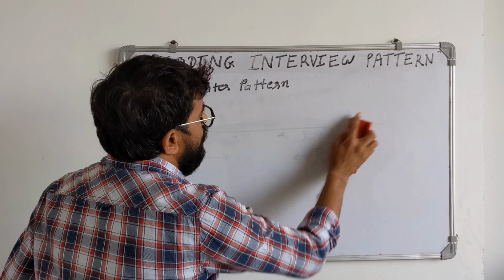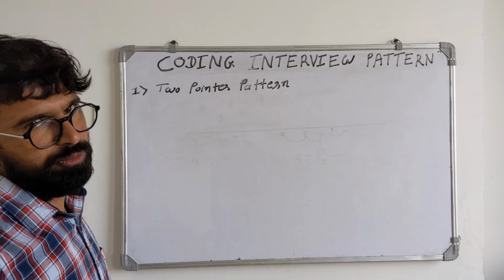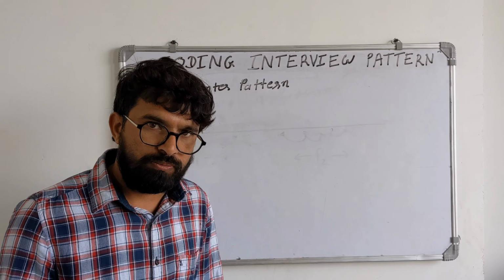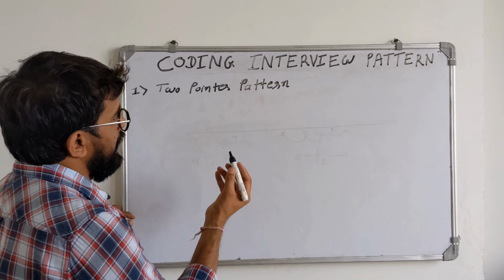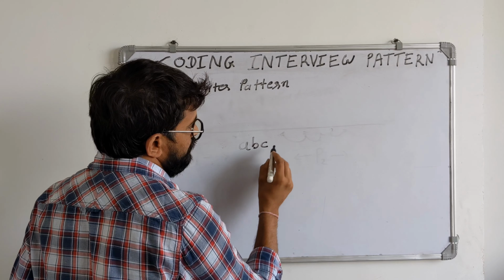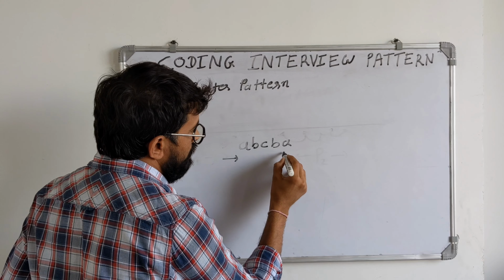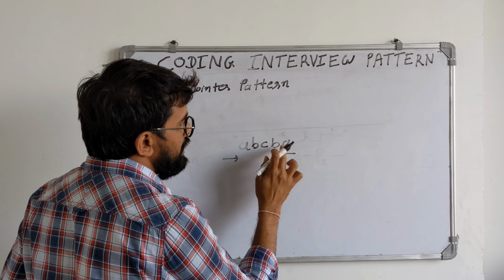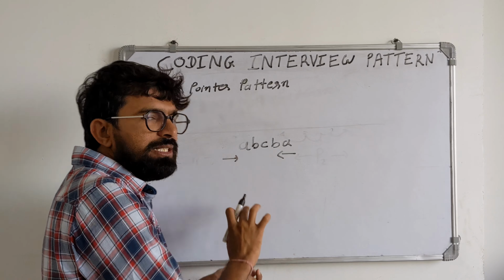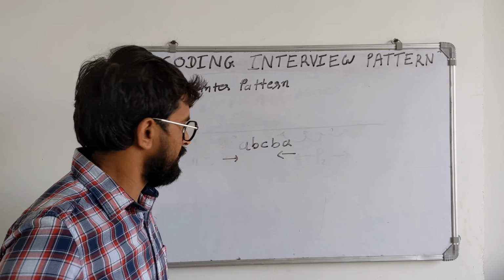One small problem is string palindrome. We all know what a palindrome is, but if you're new, take any string, let's say A, B, C, B, A. If you read this string from this side or from this side, it is A, B, C, B, A, and both are the same. So if you reverse the string and it is still the same, that means it is a palindrome string.